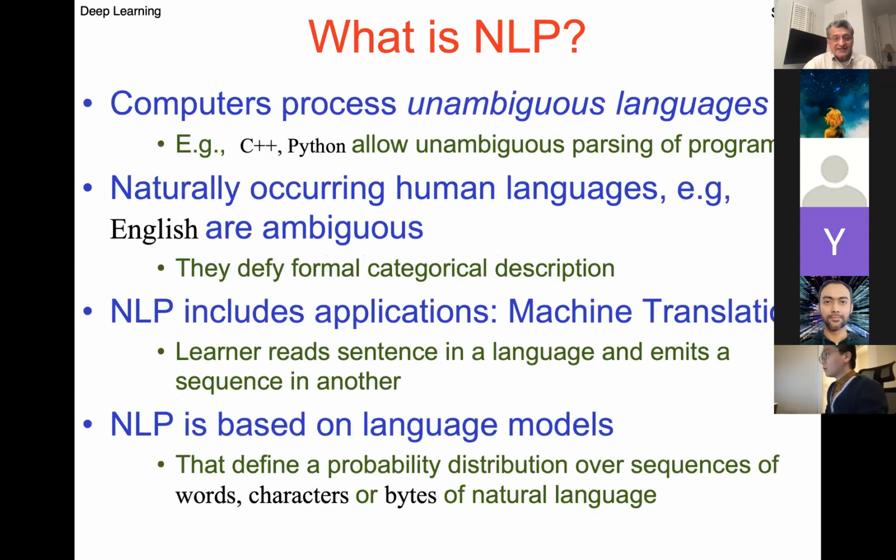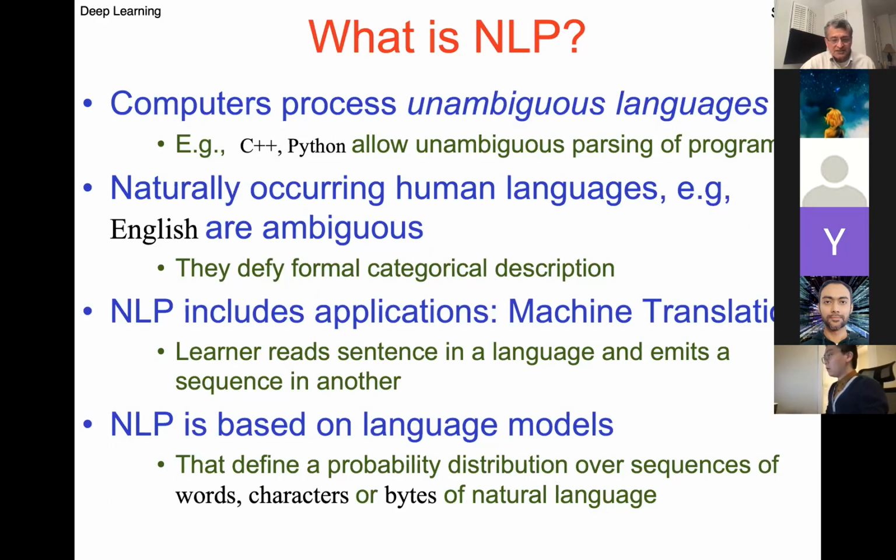So again, this slide is just repeating what is natural language processing. Computers process unambiguous languages. For example, C++ and Python allow unambiguous parsing of programs. So we can parse these. It's a context-free language, so one can write a parser for it to determine what exactly was said in each statement. Naturally occurring human languages, for example English, are ambiguous. They defy formal categorical description.